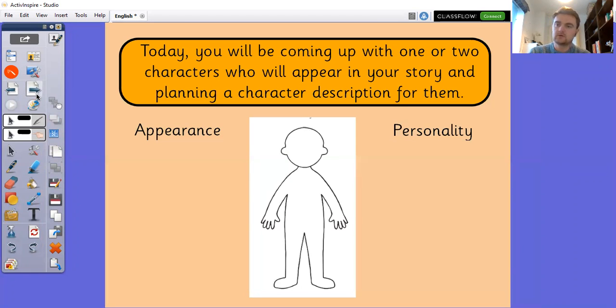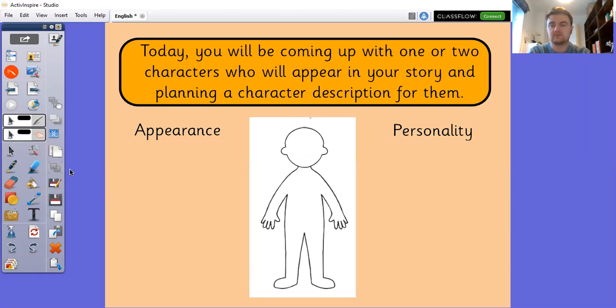So you're going to be coming up with one or two characters today that are going to be your main characters for your story. I personally really like having two characters because I think that it gives you more chances for dialogue, and it means that you can have two different characters that you can describe in different ways. So instead of having one character who takes all of the focus, the reader has a chance to try and engage with two different people.